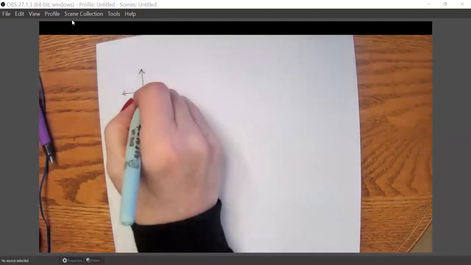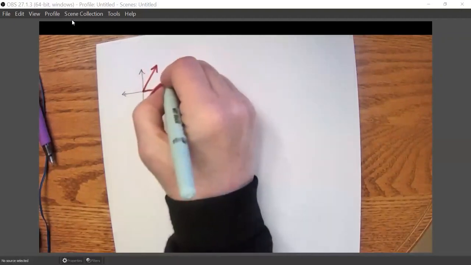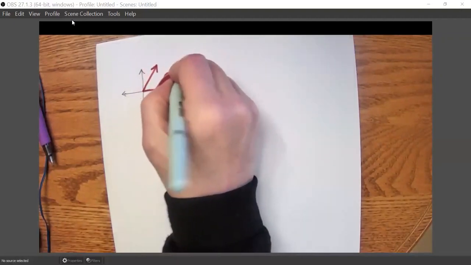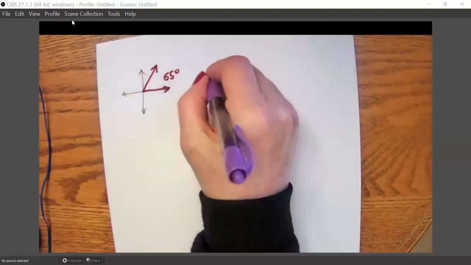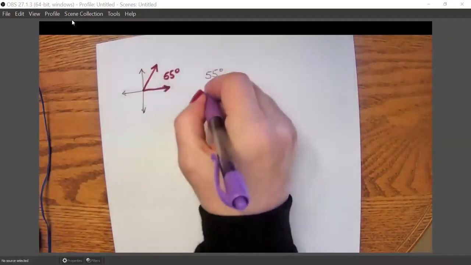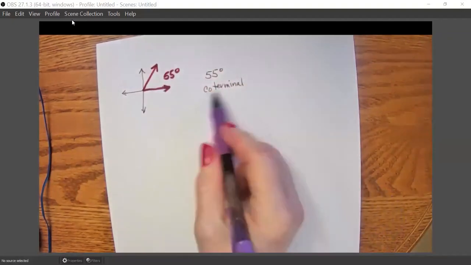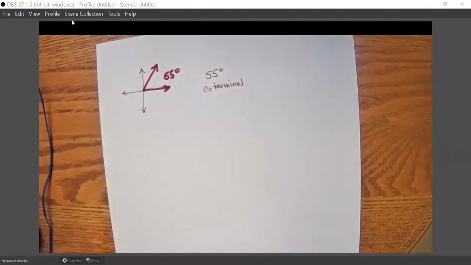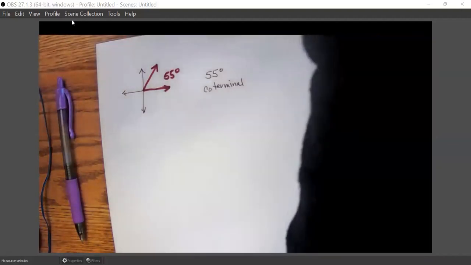Okay, so let's say I have an angle here, and that angle measure is 55 degrees. It's in the first quadrant. Another angle that is coterminal, meaning it has the exact same ray or position for its terminal side, would be, let me go ahead and take a different color here.